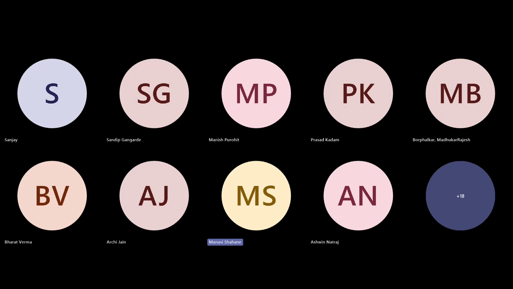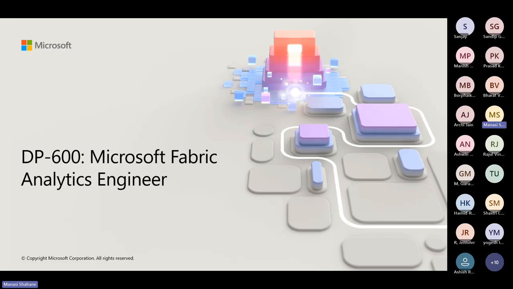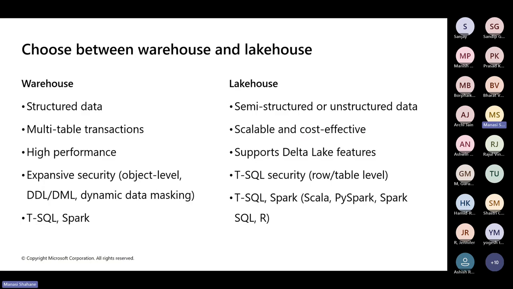Then let's just go to the presentation. Let's see what you will study, what is it that you will have in your data warehouse in Microsoft Fabric. So how to choose what data goes where? In case you're working with unstructured or semi-structured data, it is recommended that you use the lakehouse. But if you have structured data and you want to do OLAP, it is recommended that you go with the data warehouse in Microsoft Fabric.